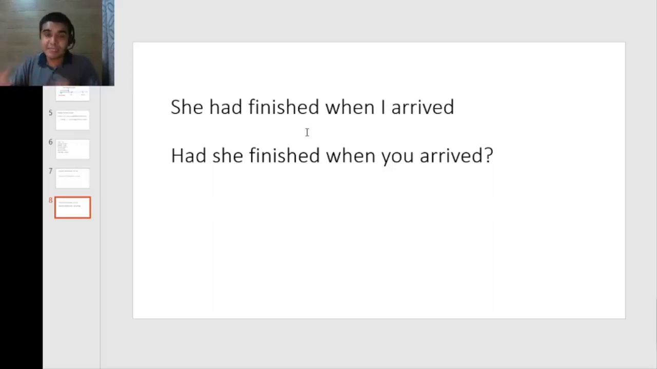In past perfect tense, this is the past version of present perfect tense. So if you master present perfect tense, you will not have any problem with past perfect.